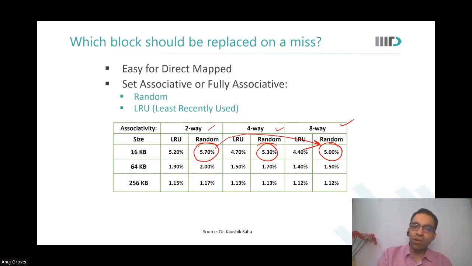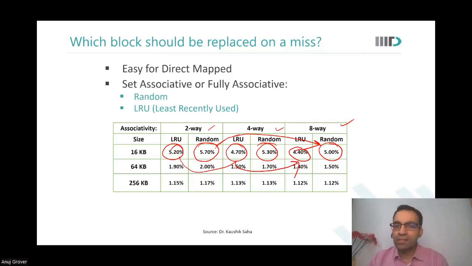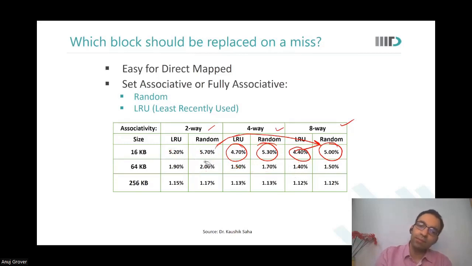And this is not just for the random replacement policy. You will see this trend also for the least recently used replacement policy. This is intuitive. Are you able to see the intuition behind it? The intuition that we just discussed in the previous slides. Any doubts? You realize that this trend is in line with what we just discussed.